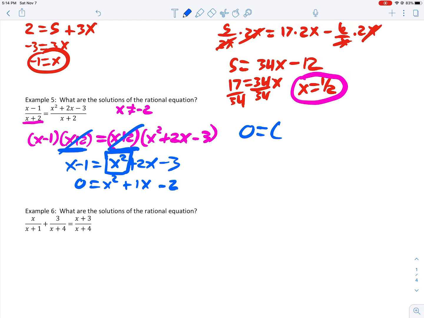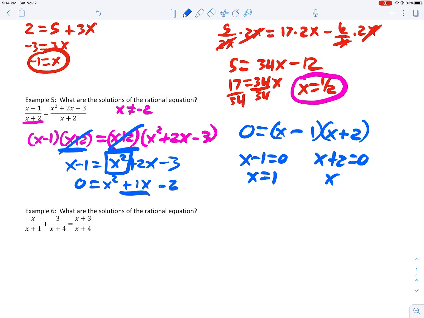So see if I can factor the trinomial. So x times x is x squared. 2 is only 1 times 2. It's got to be a plus 1. So plus 2 minus 1. So now set each factor equal to 0 and solve. Add 1, subtract 2. So x equals 1. Perfect.